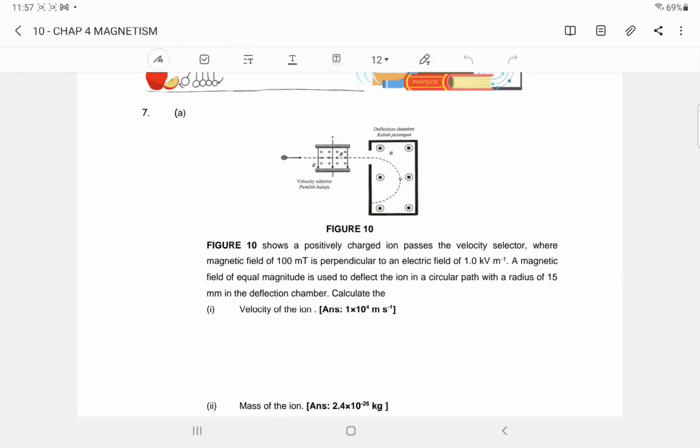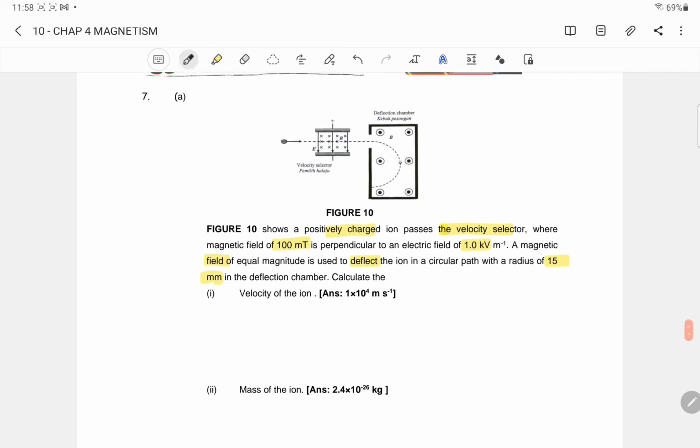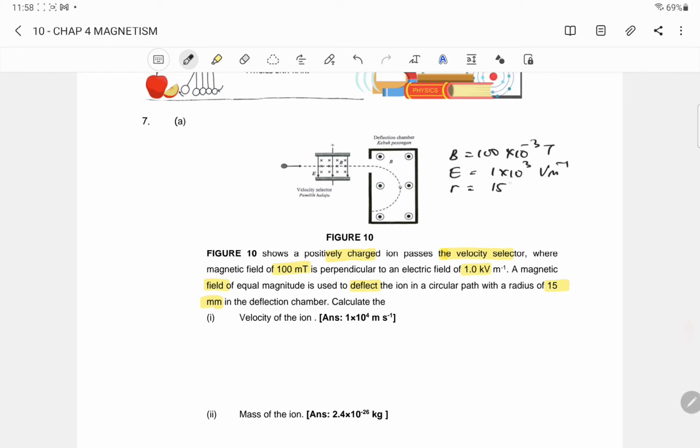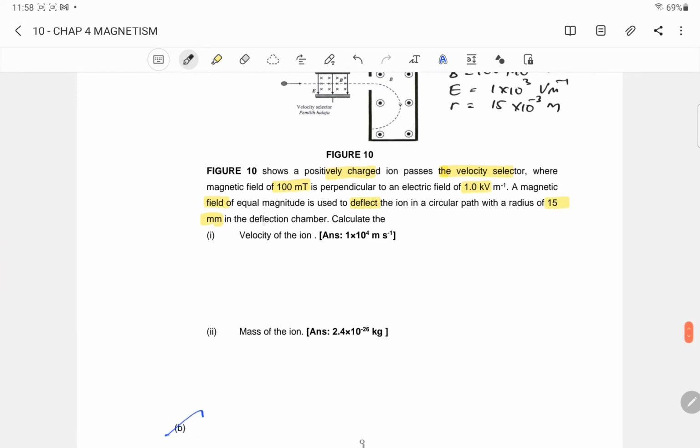Number 7, physics exercise. Figure shows a positively charged ion pass into velocity selector where the magnetic field is 100 millitesla perpendicular to an electric field of 1 kilovolt per meter. A magnetic field of equal magnitude is used to deflect the ion in a circular path with radius 15 mm in a deflection chamber. Calculate the velocity of the electron. Okay, so macam mana kita nak tentukan velocity of electron kat sini? Kita dah tahu B 100 millitesla, 10 power of -3. Dia punya electric field E 1 times 10 power of 3 volt per meter. Magnetic field, the same magnetic field. Radius is 15 times 10 power of -3 meters. Calculate the velocity of the ion.